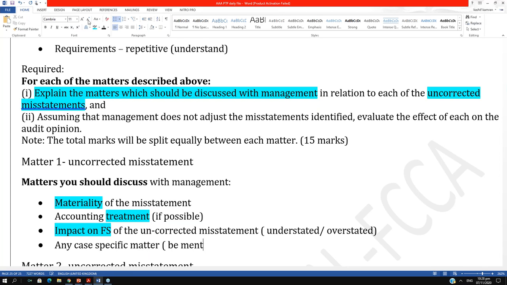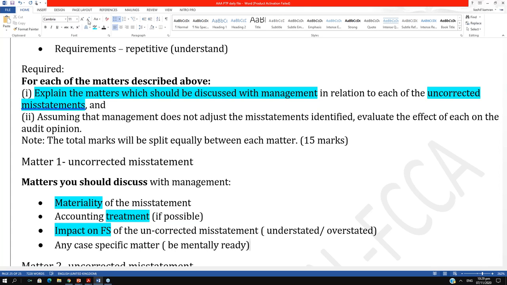Be mentally prepared. Be mentally ready. You cannot just go into the exam hall with materiality, treatment, impact on financial statement. This is rote learning. It will help you. But can there be any other matter in the case which you should discuss with management? When you read the case, you believe, oh, this is a matter which I should be discussing with management, right?